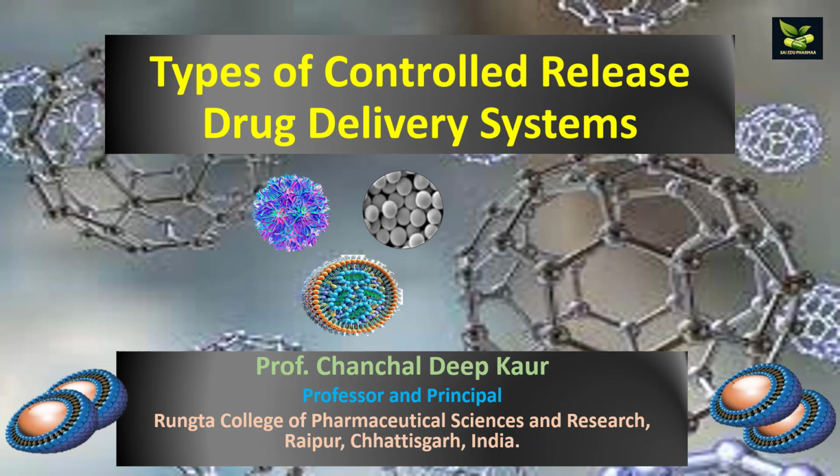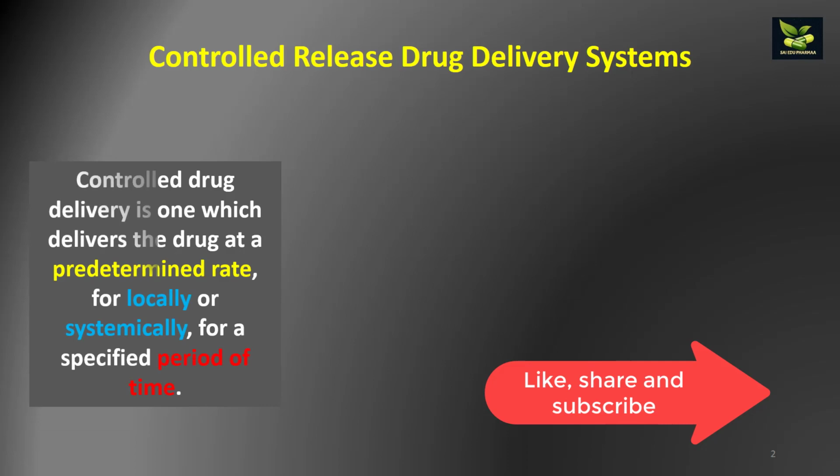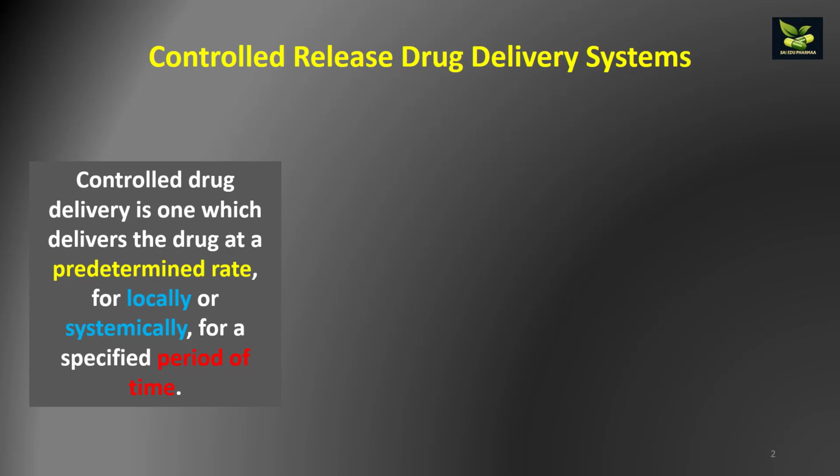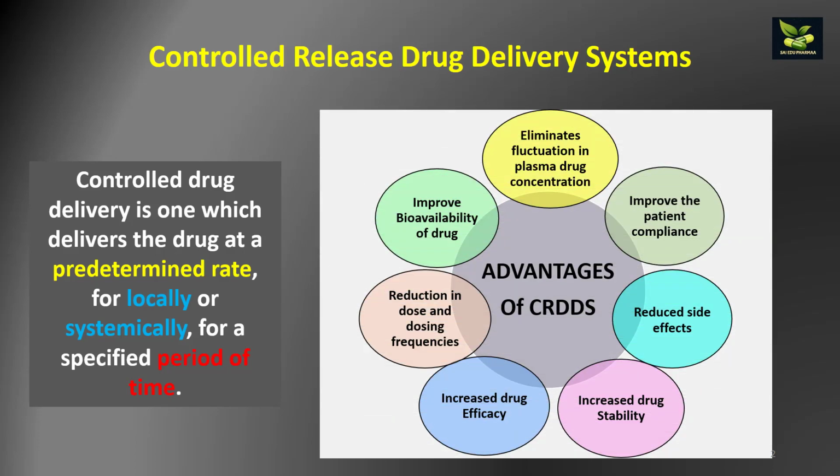Today we are going to discuss various types of controlled release drug delivery systems. First of all, we will just revise what is controlled drug delivery. As you all know, in controlled delivery, we deliver the drug at a predetermined rate, locally or systemically, for a specified period of time. The important thing is that in this we regulate the rate, amount as well as site.